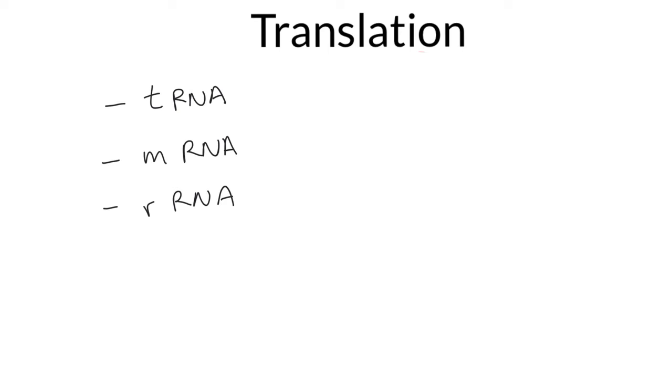All right, so three of our major players in translation are all made of RNA. They have different shapes, different functions. So tRNA is a folded single strand of RNA, but it forms a T shape. It kind of looks like this. And then on the end it has some sort of amino acid.